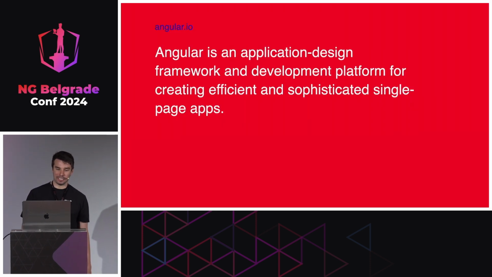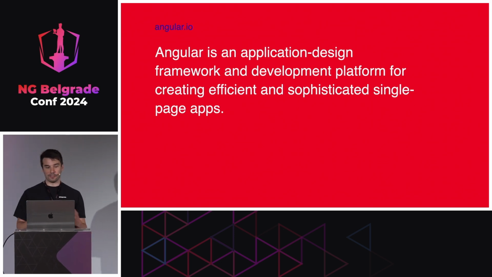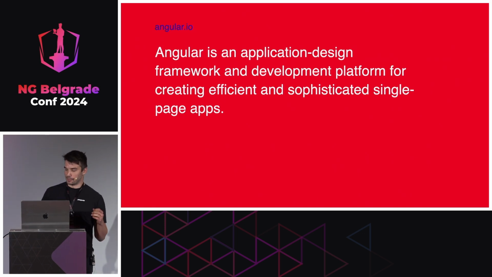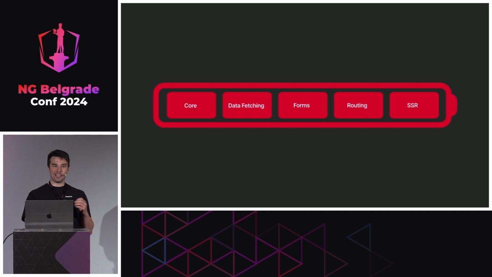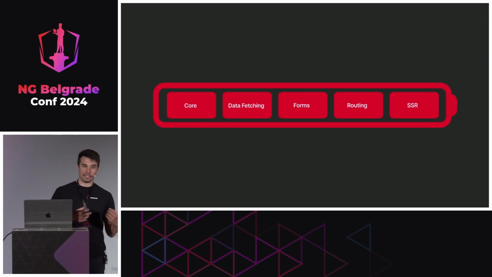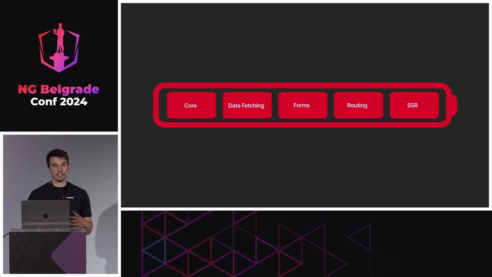Up until a couple days ago, Angular, on its old documentation site, defined itself as an application design framework and development platform for creating efficient and sophisticated single-page apps, which is a hell of a sentence. But the way I understand it, it's just a batteries-included approach to building performant SPAs, right? It has a core, which takes care of updating your views. We have components, we have directives, we have a dependency injection framework where we can provide services. All of that is inside of the core.